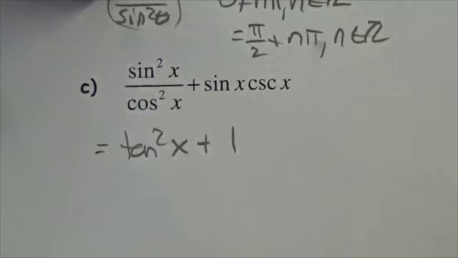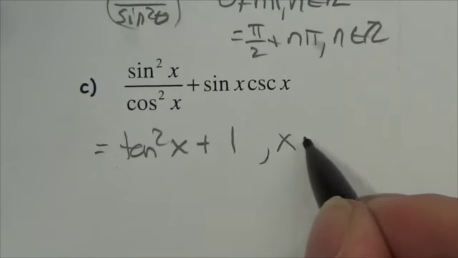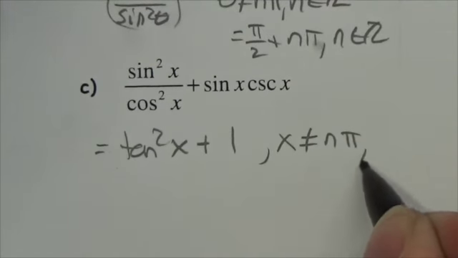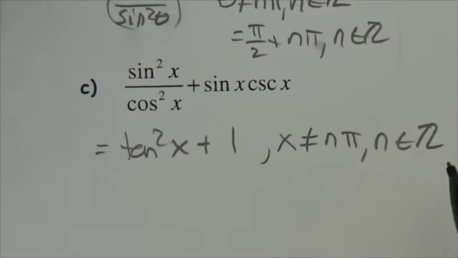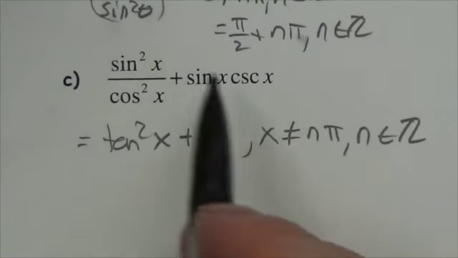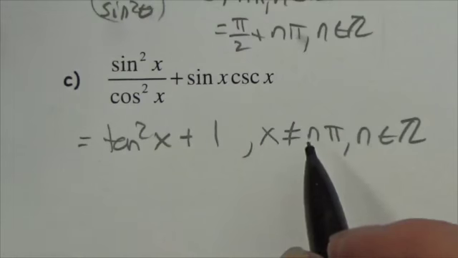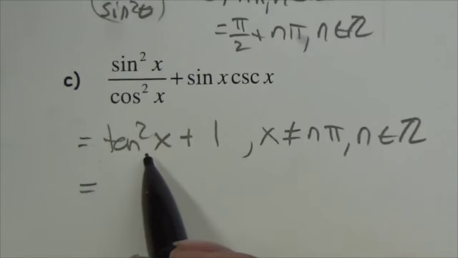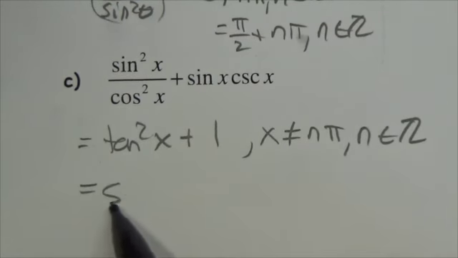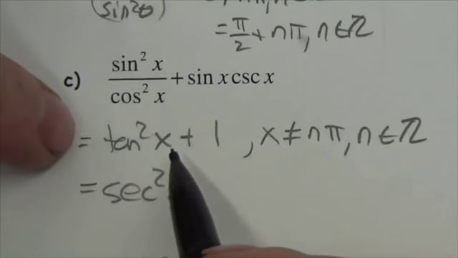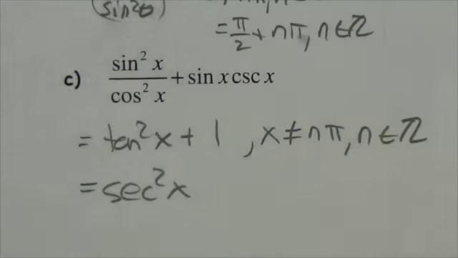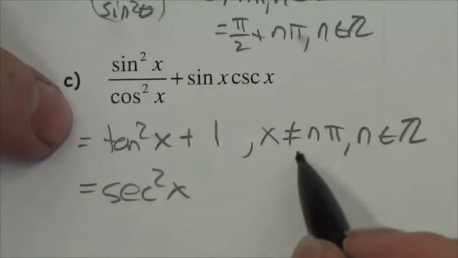Well, that's just 1. Now, granted, that is so long as x does not equal n times pi, where n is an element of the integers, because there's a restriction there. I can't cancel that there. Now, tangent squared plus 1 is equal to secant squared. That's the Pythagorean identity that I was looking for. And so now, I got this tangent squared here.